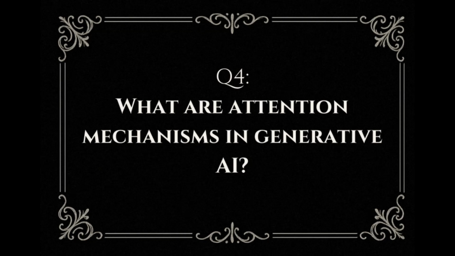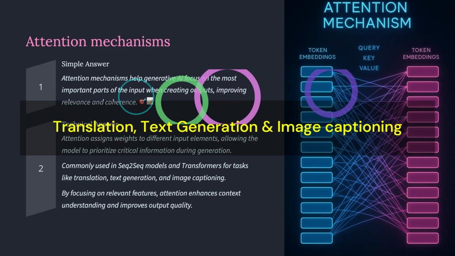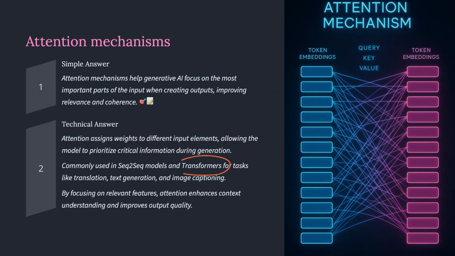What are attention mechanisms in generative AI? Attention mechanisms allow generative models to focus on the most important parts of the input while producing an output. In simple terms, they help the model decide what deserves more attention, so the result stays relevant and coherent. Technically, attention assigns weights to different input elements, guiding the model to prioritize the pieces that matter most for tasks like translation, text generation, and image captioning. Transformers rely heavily on this to understand long-range context and maintain consistency.